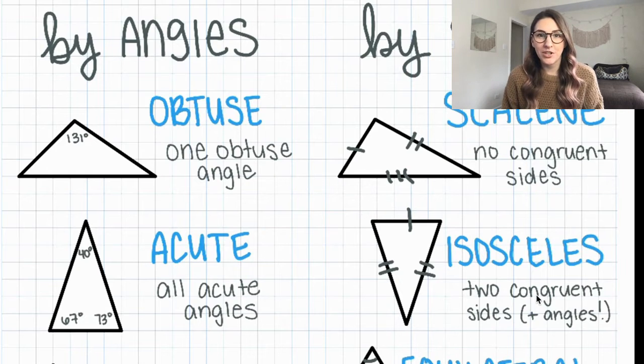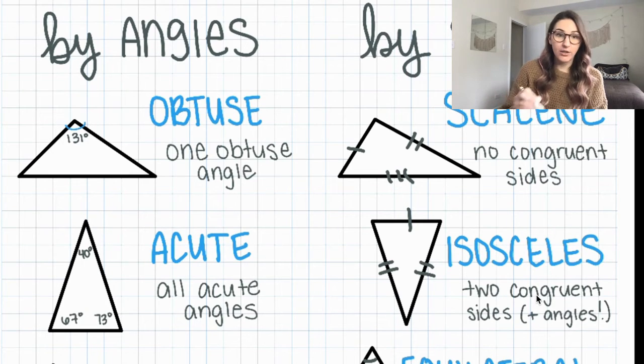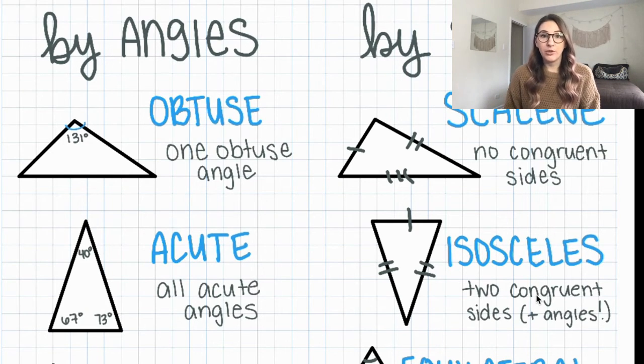The first option is to have an obtuse triangle. So an obtuse triangle has exactly one obtuse angle in it. So in this case, it's the 131. An obtuse angle, as a reminder, is an angle that is more than 90 degrees, but less than 180 degrees. And I encourage you to think about if it's possible to have a triangle with more than one obtuse angle. So consider that as we're going through these three different options.